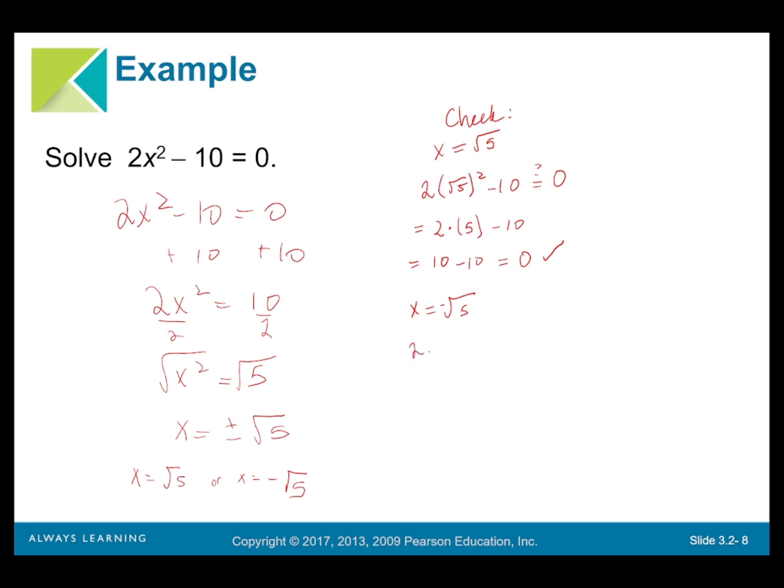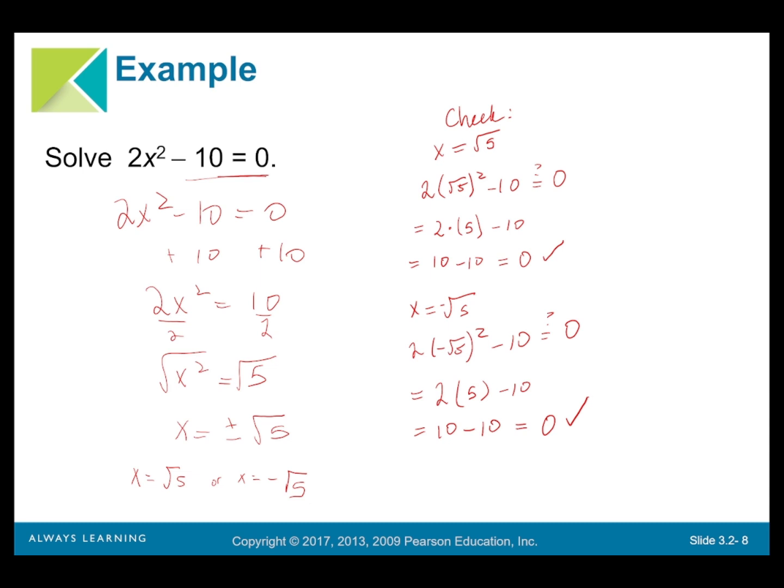Now we can check the negative case, negative root 5. So we're looking at 2 times parentheses negative root 5 squared minus 10. And we're looking to see, does that equal 0 from the original question? Well, now I have a root 5 squared, and the root and the square cancel each other out. And I have a negative that's also in the parentheses of the square. So the negative's gone. So I'm left with 2 times 5 minus 10, which of course is 10 minus 10, which does in fact equal 0.